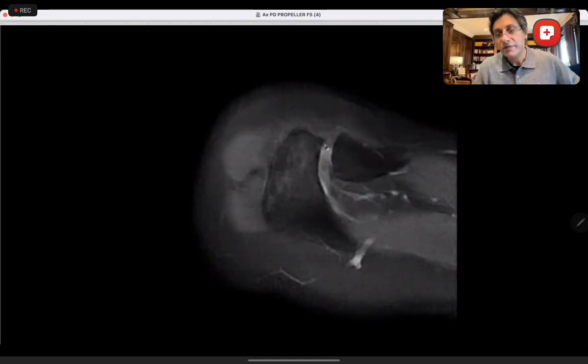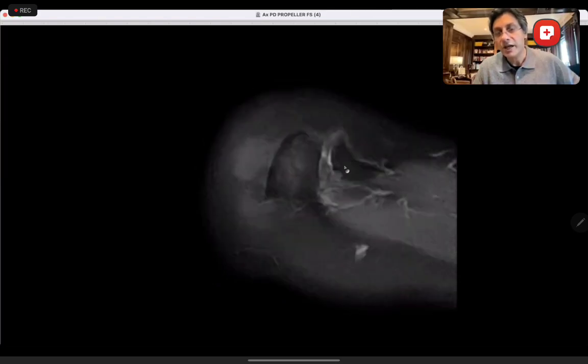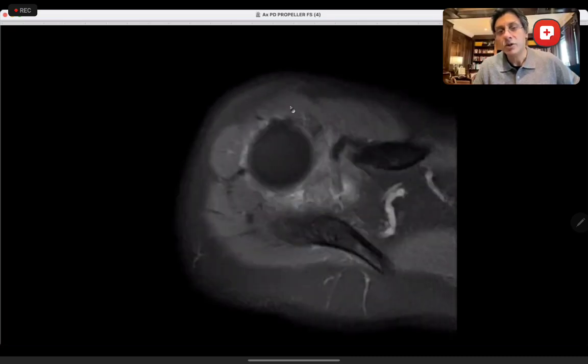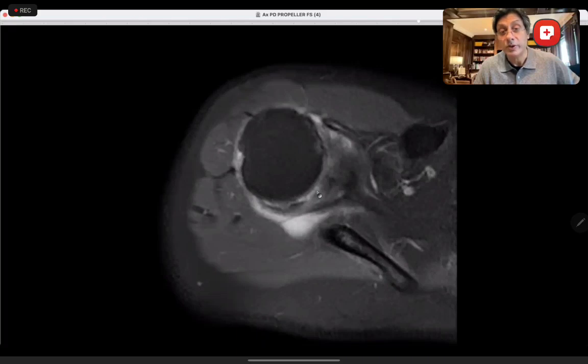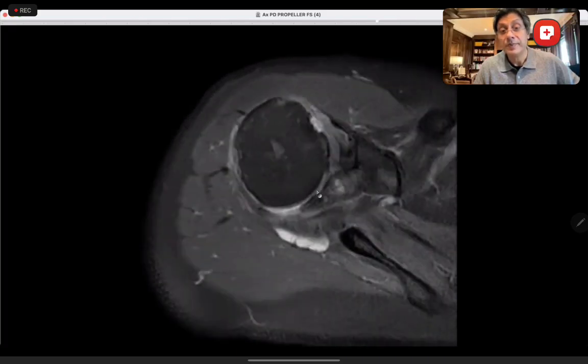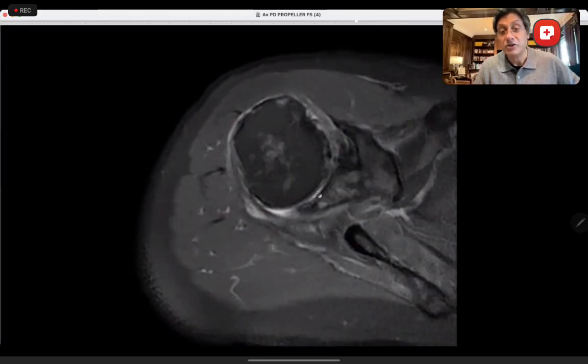Looks okay. There's a bit of fluid in the joint. There's a little bit of marrow edema of the acromion. Clavicle looks okay, but there's no os acromiale. Okay, keep going down. What does the shape of the humeral head look like? Looks okay. There's no significant flattening. There may be a little bit of flattening, but not much. It's primarily a round joint. There's no obvious dislocation or subluxation.